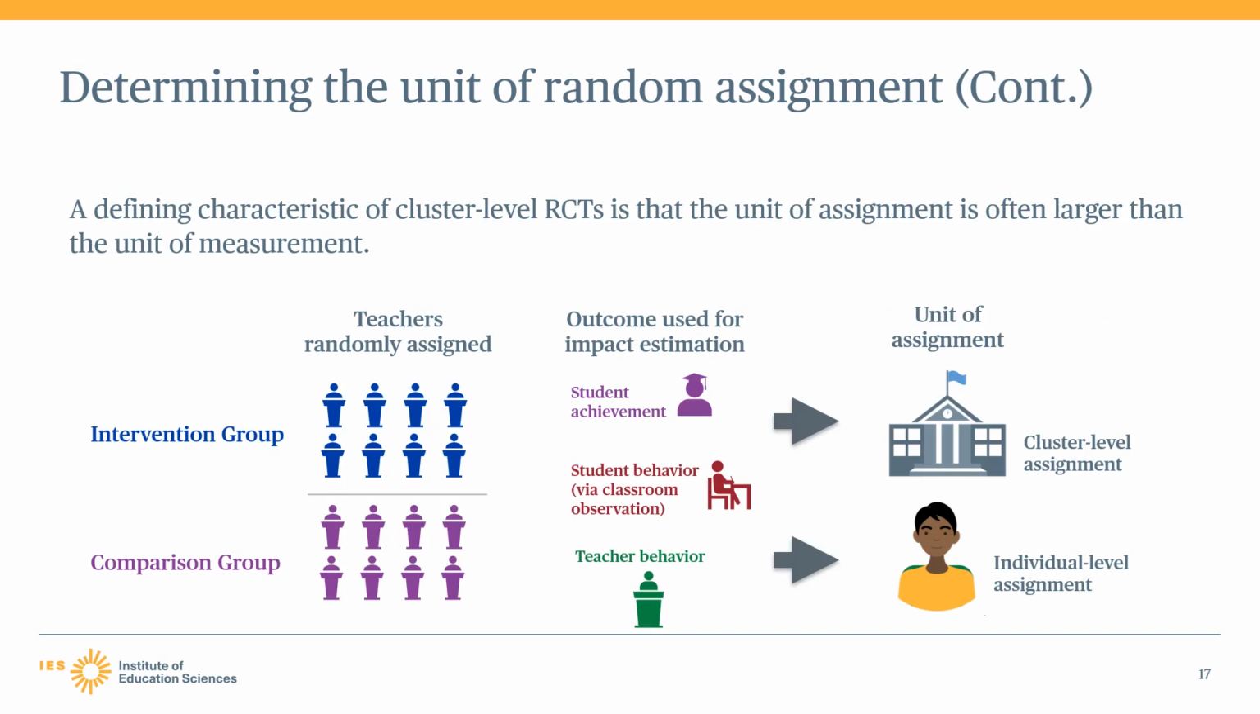For example, let's consider an RCT that randomly assigns teachers to the intervention and comparison groups. And let's say the study measured both student and teacher outcomes. The student outcomes measured in this study, student achievement and student behavior, will be considered as arising from cluster-level assignment, since the unit of assignment, teachers, is larger than the unit of measurement, students. And the student behavior outcomes, even if measured using classroom observations, also will be considered as arising from a cluster-level assignment design because the unit of assignment was teachers and the unit of measurement was students. In other words, the unit of assignment is larger than the unit of measurement.